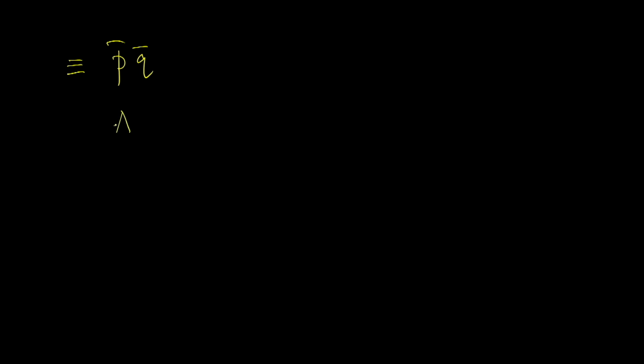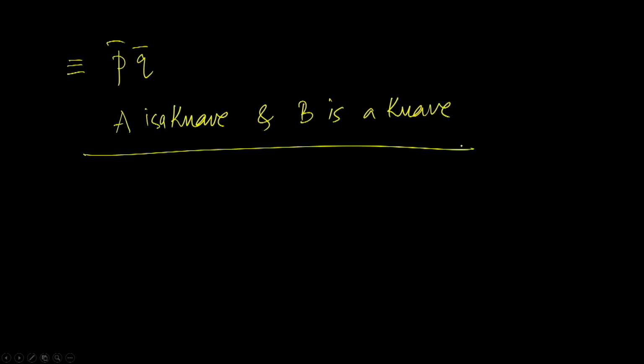What does that say? It says that A is a knave and B is a knave. Both of them are knaves. That is what we conclude from the logical expressions. Let us consider one more such problem.